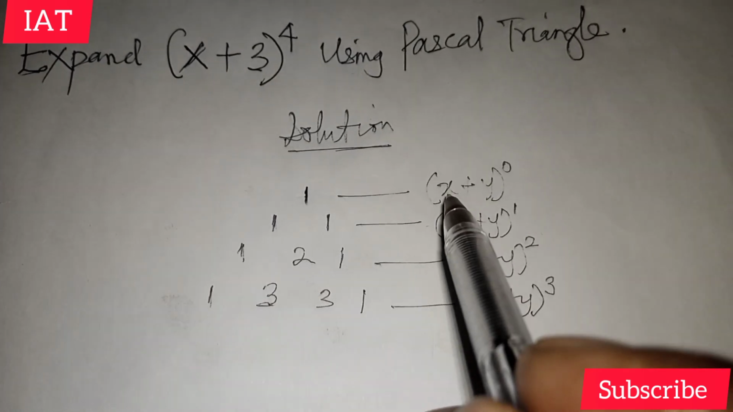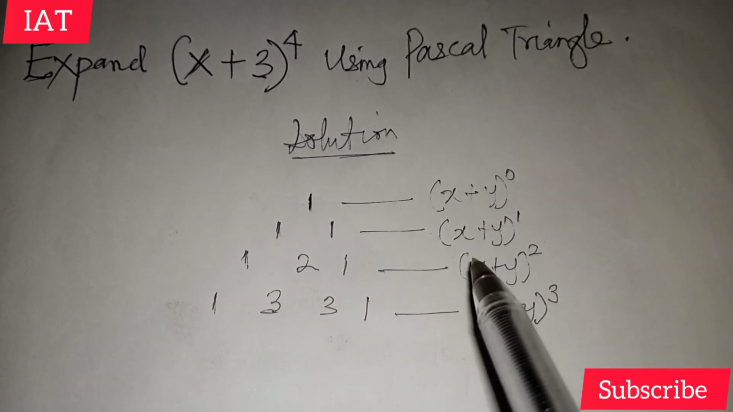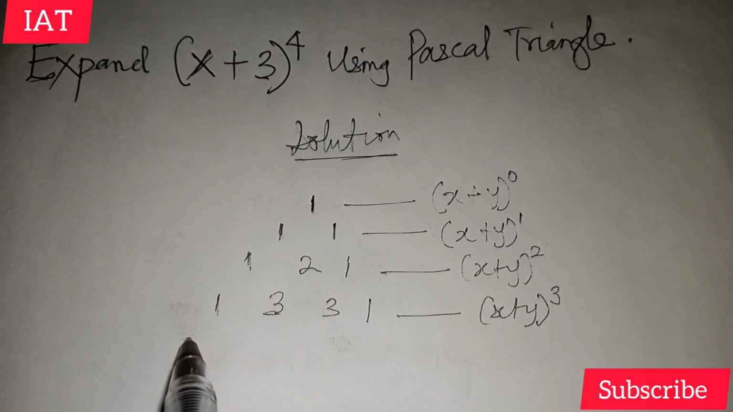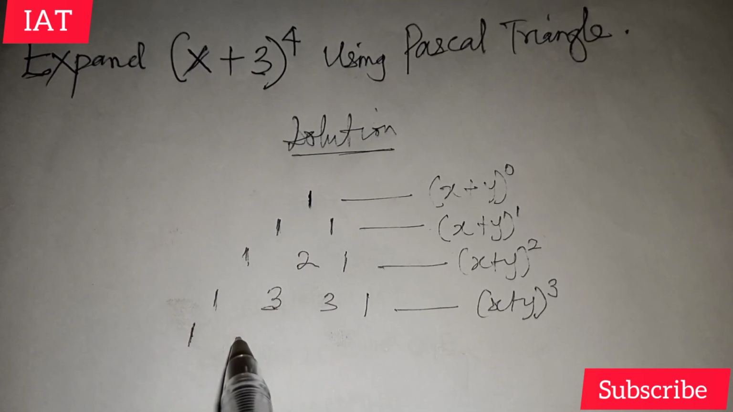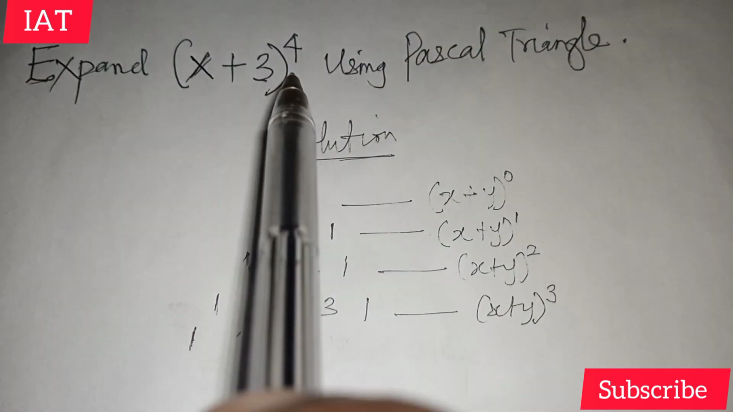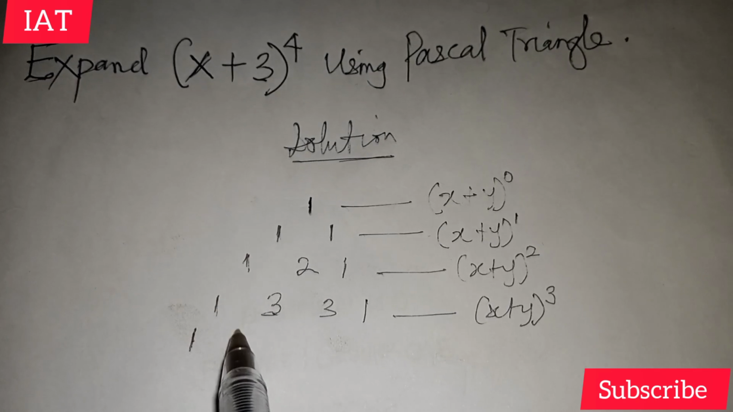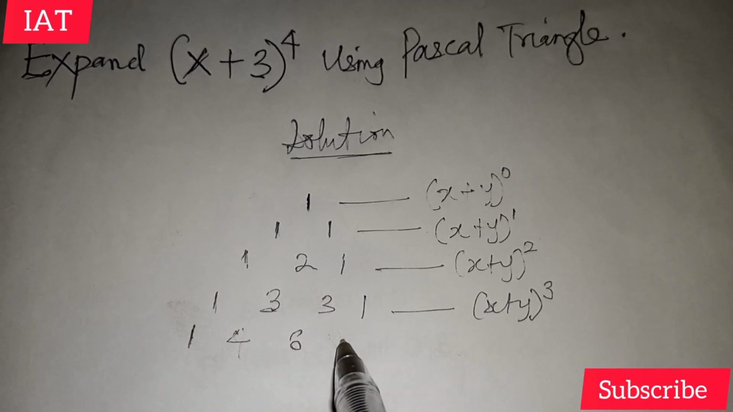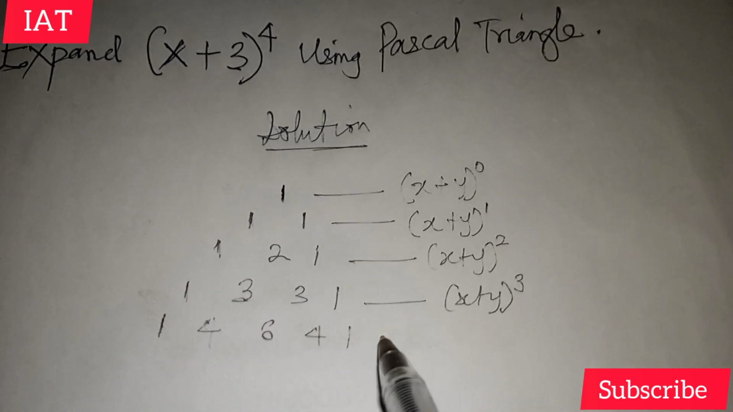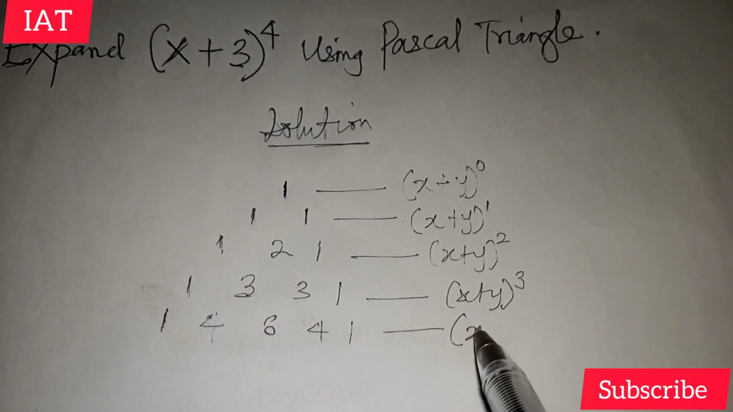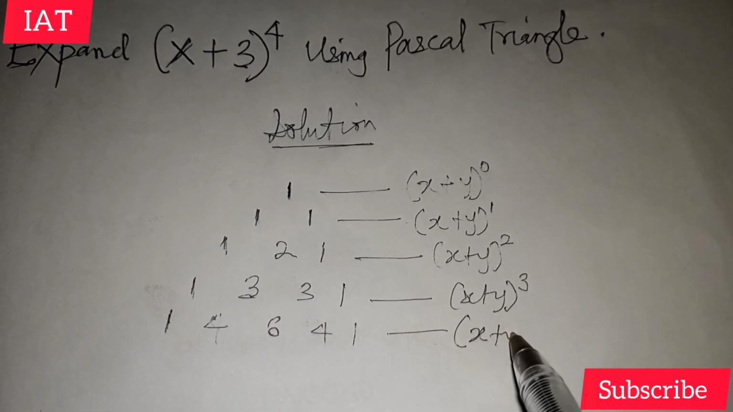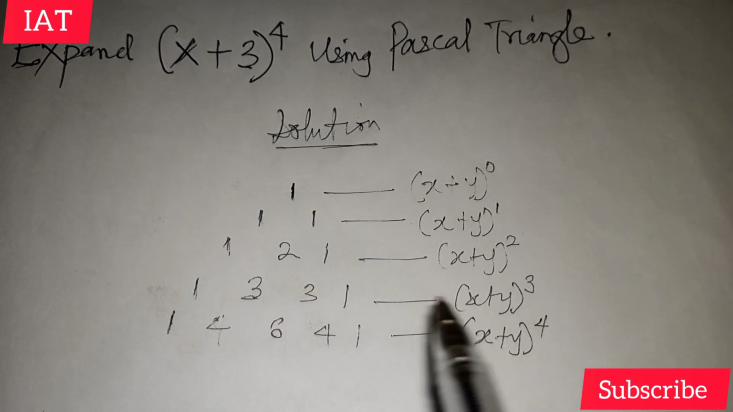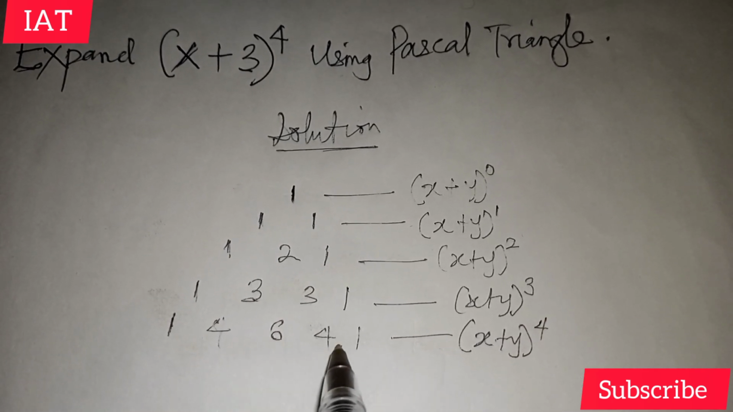Keep in mind, you can use a plus b; you can use any variable you can think of. So here you start with 1, because we are looking for the power of 4. So 1 plus 3 will be 4, 3 plus 3 will be 6, and 3 plus 1 will be 4, and 1. So this is where we're going to stop the expansion series, because we need these coefficients, which are 1, 4, 6, 4, 1.